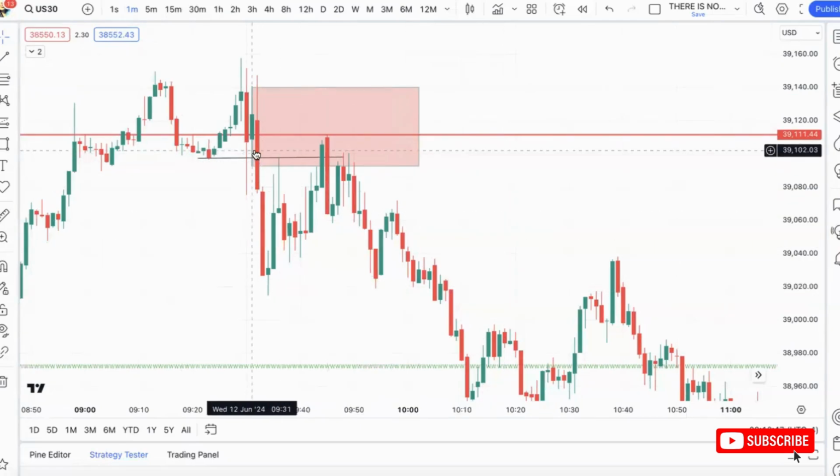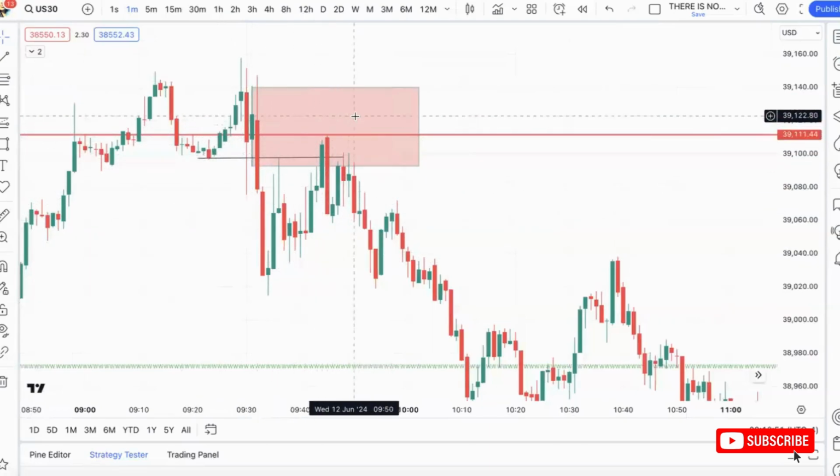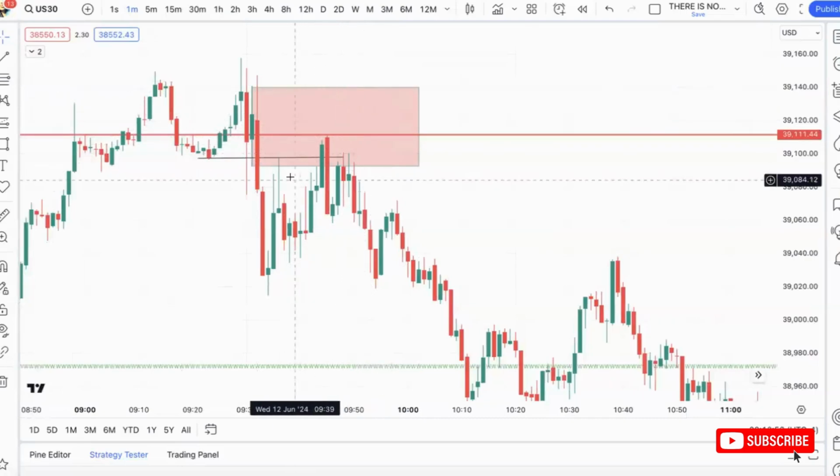Pay attention to your breaks of structure. Price breaks this low. It comes back. Here is your entry. Here's your entry. When you have these areas on the higher time frame, guys, go down to the smaller time frame and look and narrow down those areas.